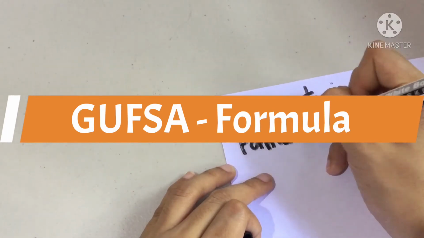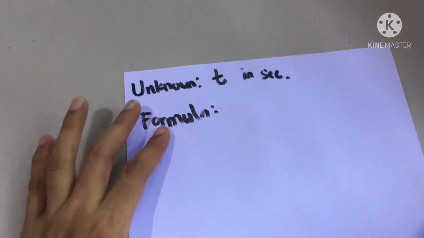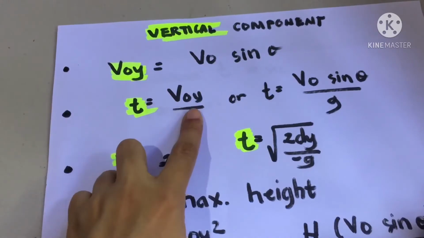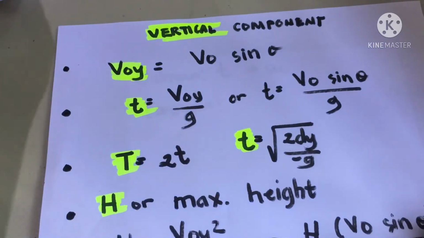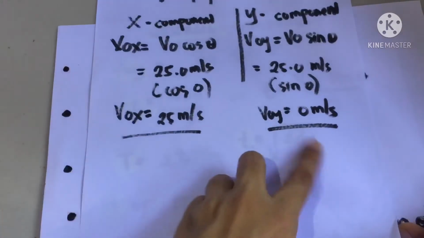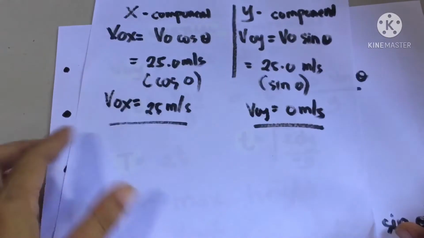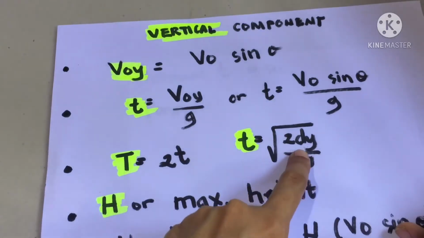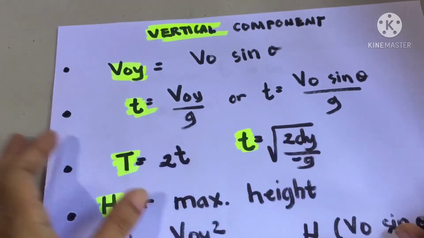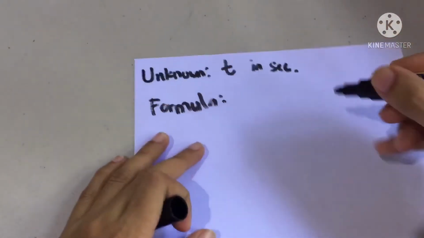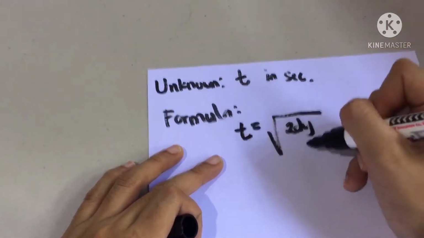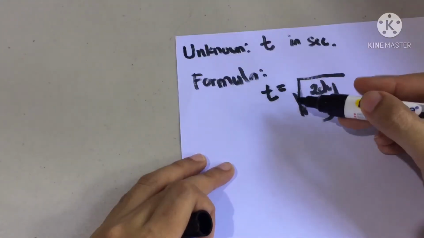Now, this time, which formula will we use? Let's check which formula has the time. Can we use V0y? Remember, our V0y is 0, so we cannot use it to get the time. That means the formula we can use is the one with 2dy, because we are given the distance. So the formula is time is equal to the square root of 2dy divided by gravity.